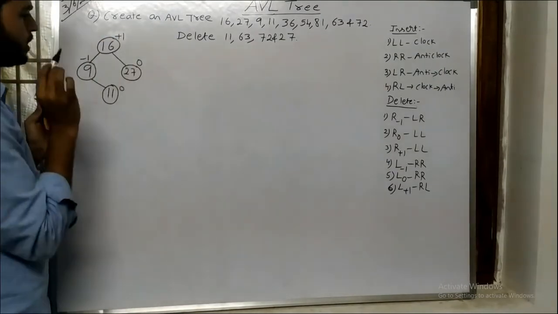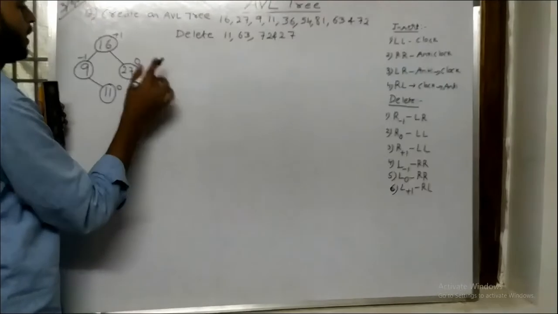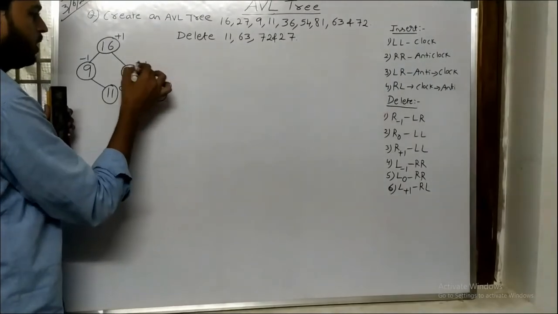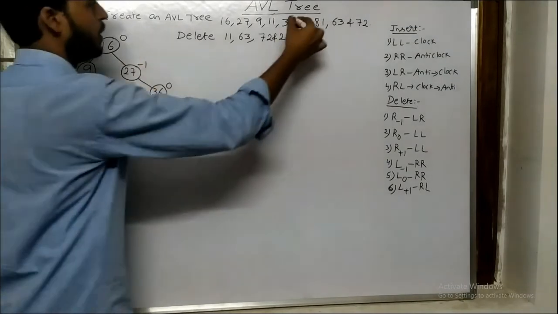Okay, then insert 36. If I insert 36 here, the balance factors are 0, minus 1, 1, 2, 1, 2, so 0. I have completed up to here.